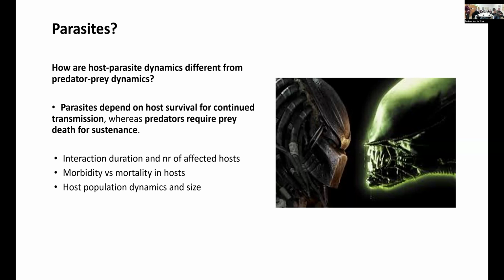Both can regulate host population dynamics and size, but parasites can make these massive epidemics and really drive a population to extinction, at least locally. For predators, you would enter these predator-prey cycles much more easily. So there is a timing and effect size difference. Parasites rely on transmission and encounter. Predators mainly on encounter and ability to kill.